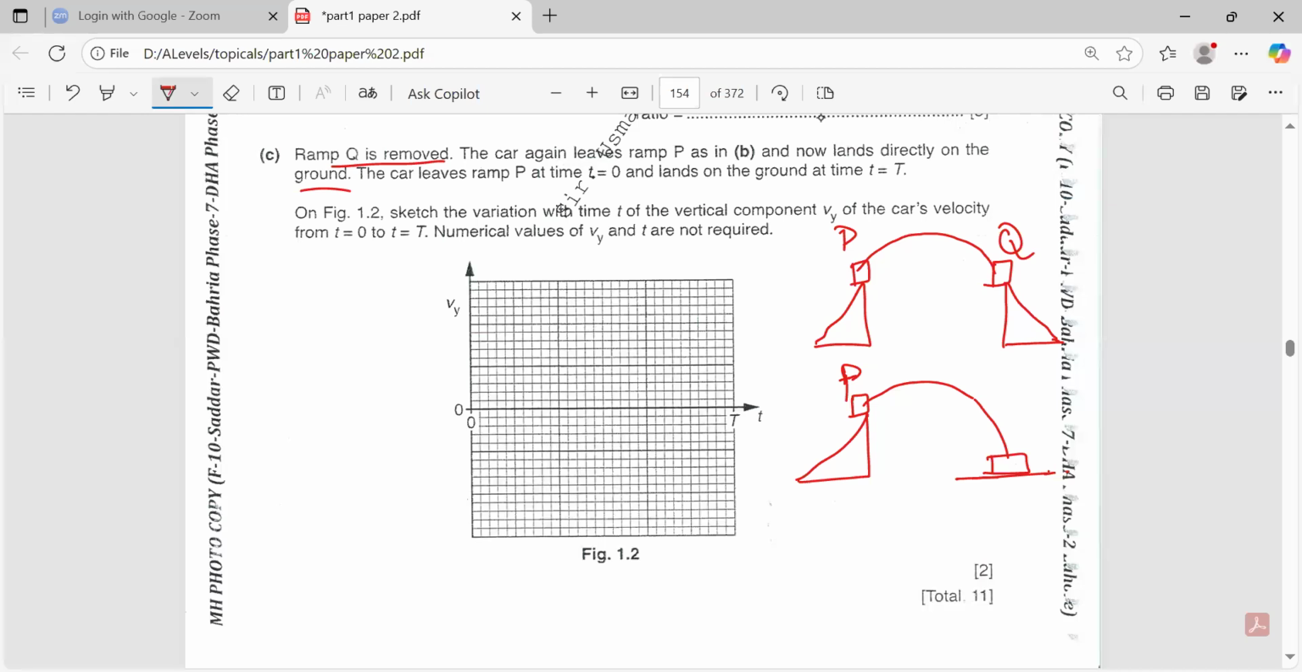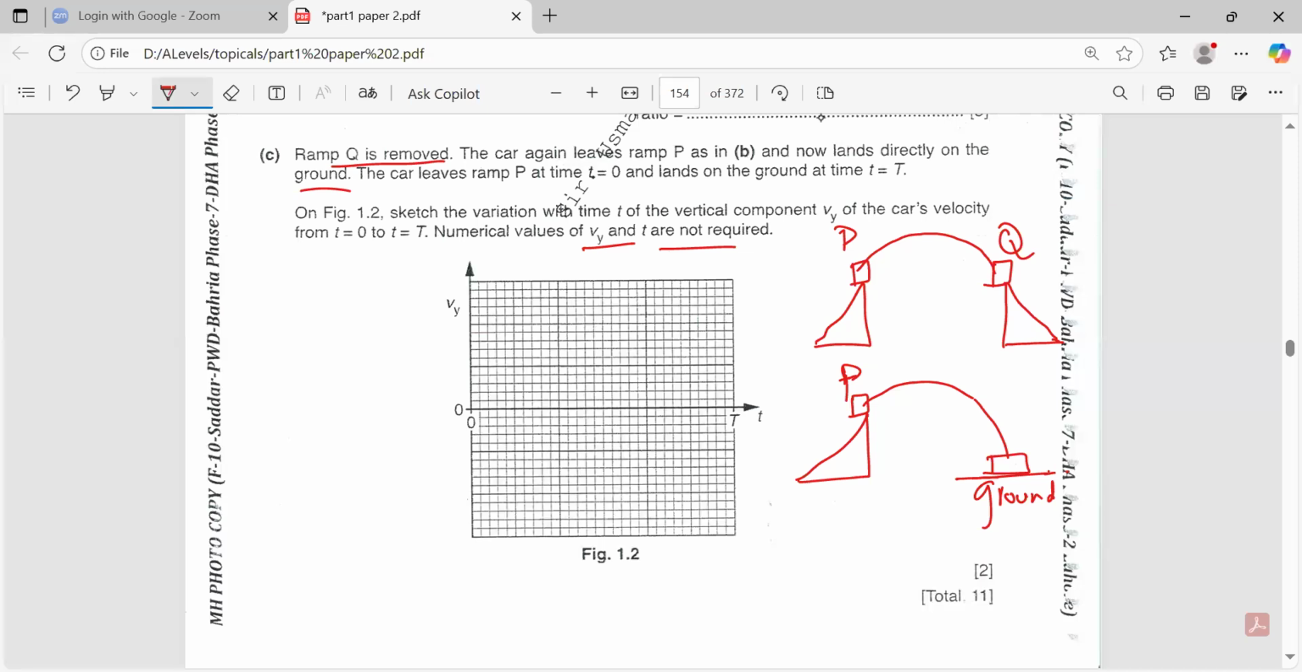So it has left P, ramp Q is removed. Now it has moved to the ground. So the question says the car leaves ramp P at time t equals 0 and lands on the ground at time t equals capital T. On figure 1.2, sketch the variation with time t of the vertical component Vy of the car's velocity from time t equals 0 to time t equals capital T. Numerical values of Vy and time t are not required. We do not need numerical values, we only have to show the graph.